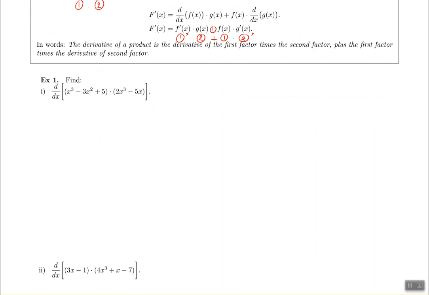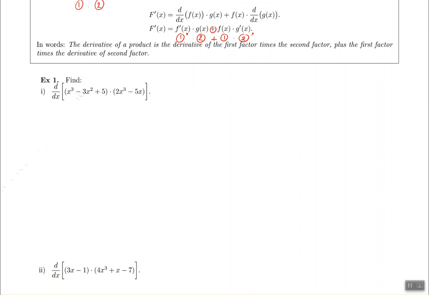Okay. So example number 1 basically says find, and it says d dx. So remember, d dx is notation for the derivative. So right here, they're saying find the derivative of all of these things. All right, so how do we go about finding the derivative of all these things?